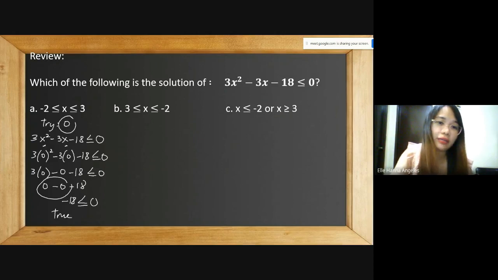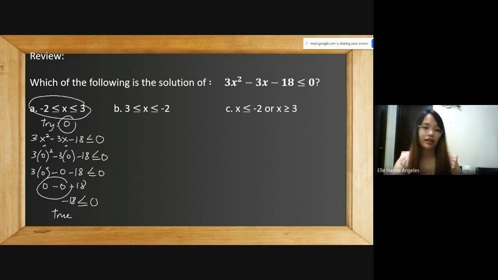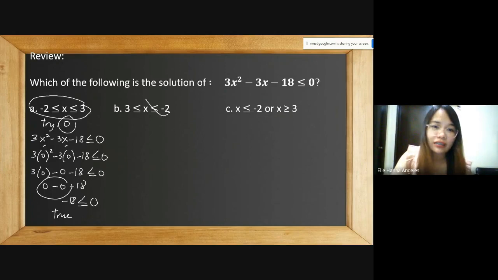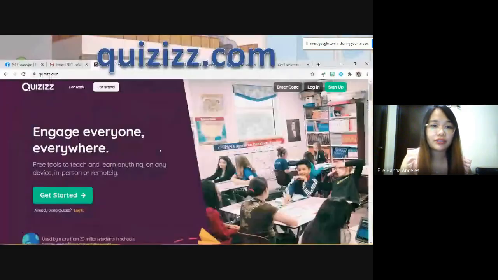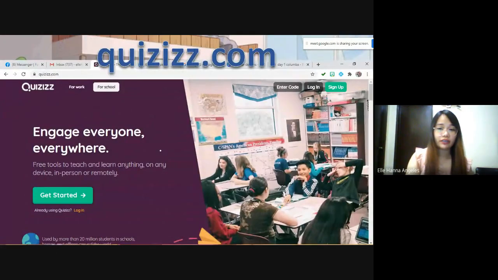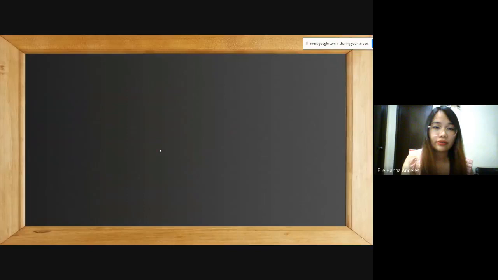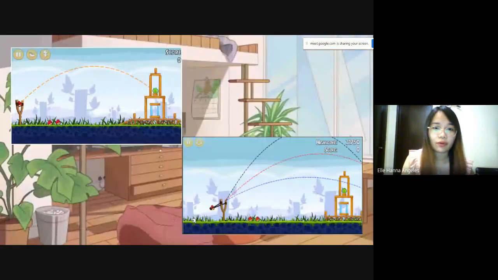Hindi na natin kailangan gamitin yung iba kasi true na nga yung letter A. Sa letter B, mali yung ganitong klase ng solution set kasi dapat mas nauuna yung negative case, yung mas mababa kaysa dun sa mas mataas. So, mali yung solution set na yan. Tapos ito naman, pwede naman natin i-try pero nakuha na natin yung true dito sa A, kaya hindi na natin i-try yung letter C. So, I also try to make my students answer quizzes because it's a good way of reviewing their lessons. So let's move forward.